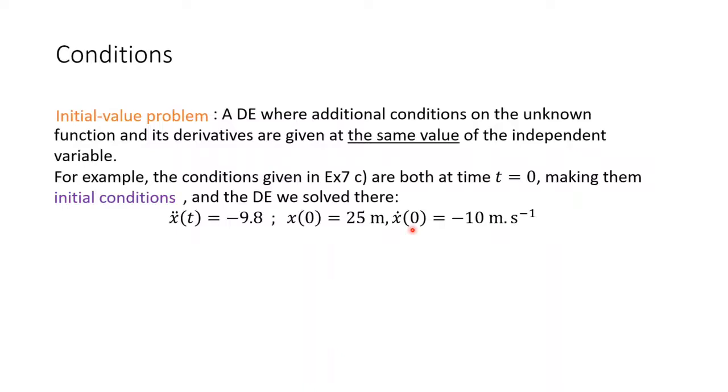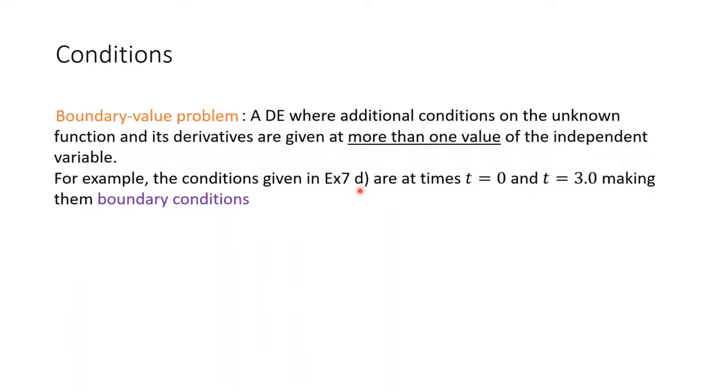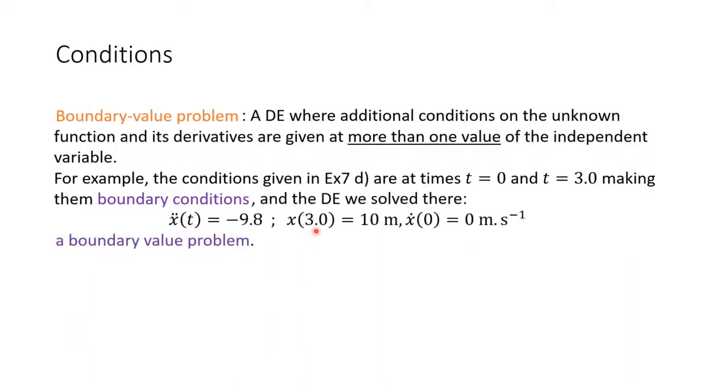That makes those conditions initial conditions, and the differential equation along with those conditions an initial value problem. In contrast to this, the conditions given can be at more than one value of the independent variable, or if the independent variable is time, then the conditions can be given at different times. For example, that was what we saw in D, where after 3 seconds it was 10 meters high was the one condition, and initially it was dropped. So that's two conditions at two different times, making these conditions boundary conditions, and the differential equation along with the conditions a boundary value problem.